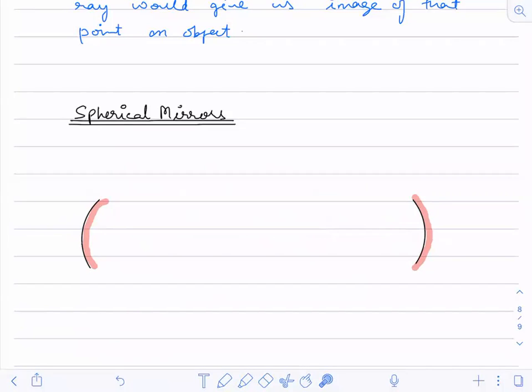Prasanna, which doubt had you asked? The light entering a black hole has no reflection. Any other doubt you can ask. I'm not teaching astrophysics here.